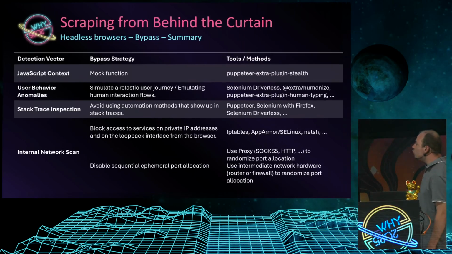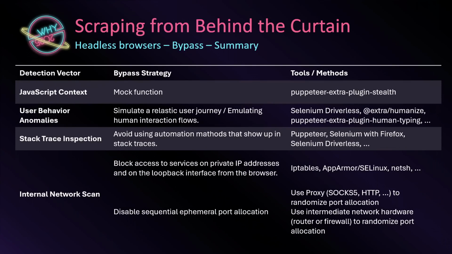So, how to bypass our detection vector? For JavaScript context, you have a lot of solutions on GitHub. This is just to mock functions. You override functions to return false data that simulates a real browser. For example, with Puppeteer, we have the Puppeteer Extra Plugin Stealth NPM package to do that.